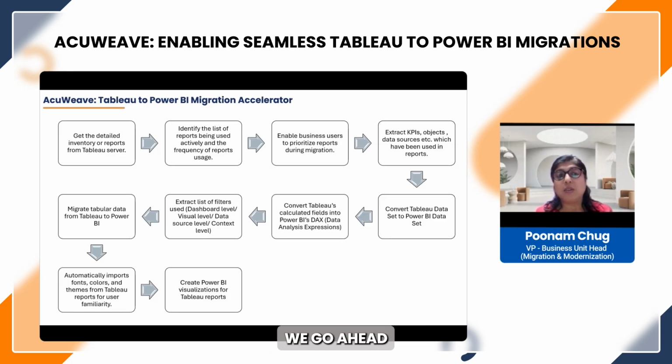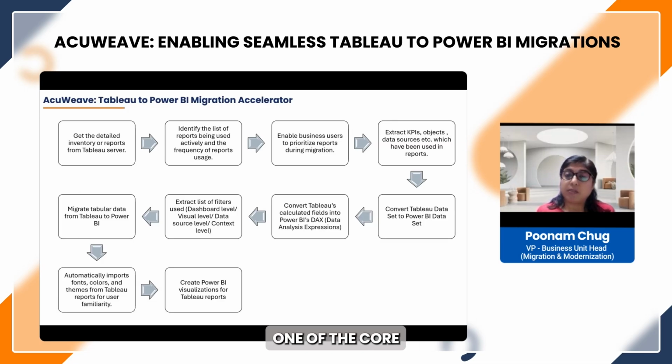So first and foremost, we go ahead and we connect with the Tableau server. We scan all the reports available right there, get a detailed list of the reports, and this helps the business users to prioritize which reports can be archived and which reports need to be migrated, which set do they begin with first, etc. Then we extract all the key pieces of information like the KPIs, the objects, the data sources, and so on. Along with that, we also bring in the look and feel part of it, the theme that is being applied to the reports.